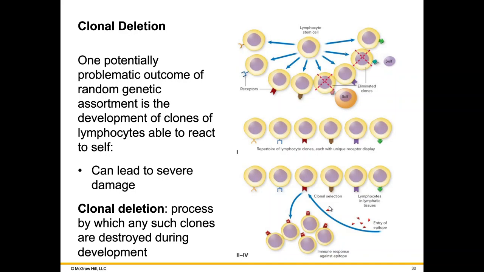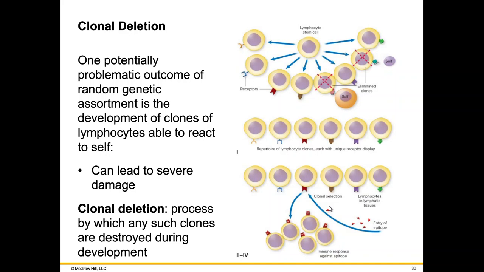If you think about it, we have this huge variety of different things that the body can detect as foreign, due to that random reshuffling of our genes that creates that variable region. There is one potentially problematic outcome. Because it's random, we may incidentally produce lymphocytes that have antibodies or receptors that would bind to self antigens, and that would not be good. We don't want our body to recognize self as foreign, because then it would damage those cells.